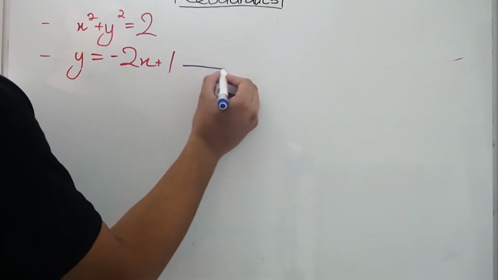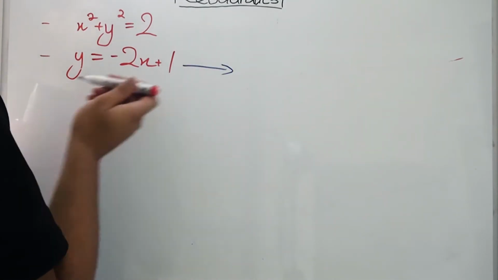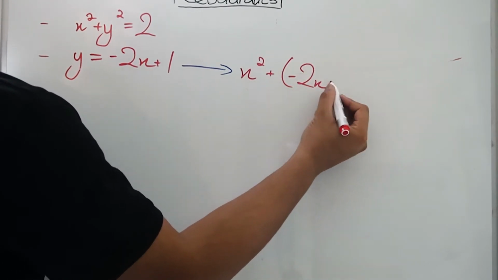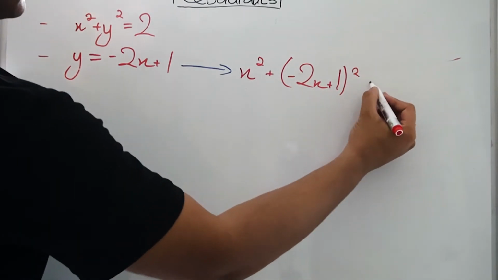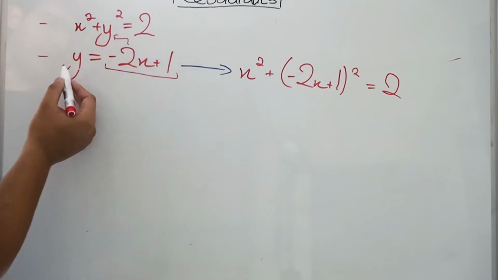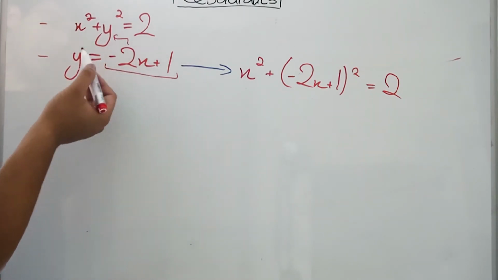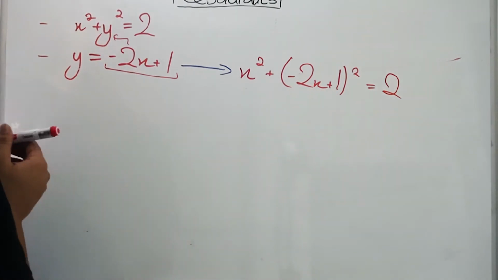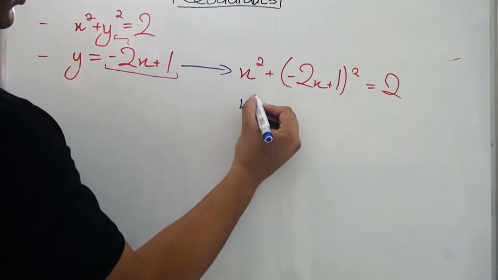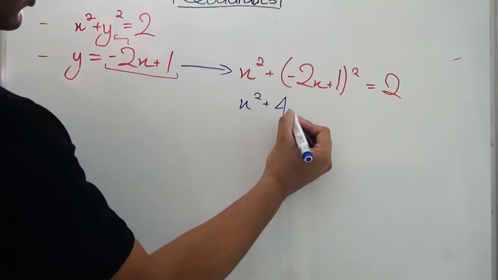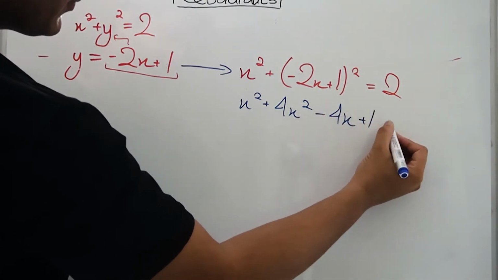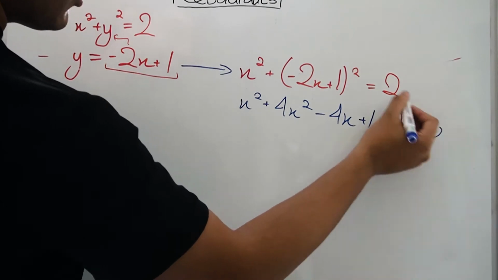So if we put this in the formula, we can get x square plus minus 2x plus 1 whole square equals 2. What I did in this is put this in this y, because y is equal to 2x plus 1 minus 2x plus 1, and this is also y, so I added it here. Now we will solve this equation. X square plus minus 2x squared will be 4x square, 2ab will be minus 4x plus 1 minus 2. I brought this 2 here as well.